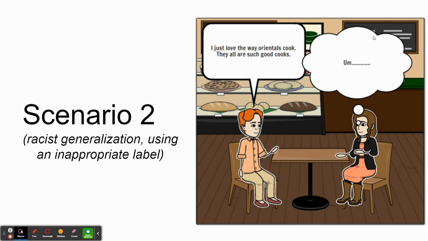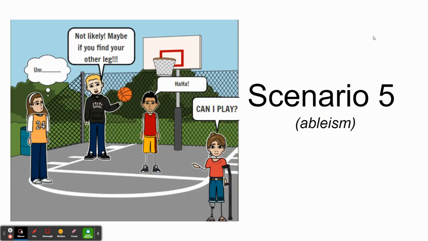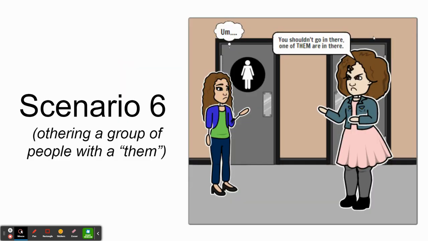In these scenarios, students will be asked to choose three and respond to them in a way that would interrupt the racism, sexism, homophobia, or other xenophobic harassment that is present in these scenarios, and provide an opportunity of learning how we could interrupt that.